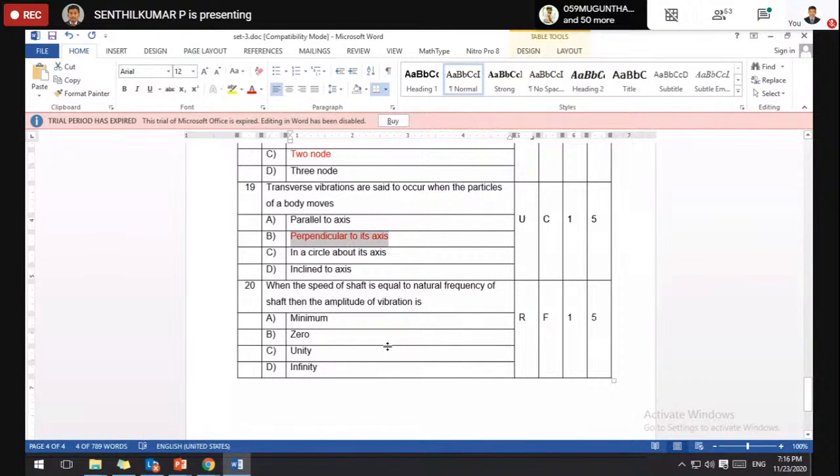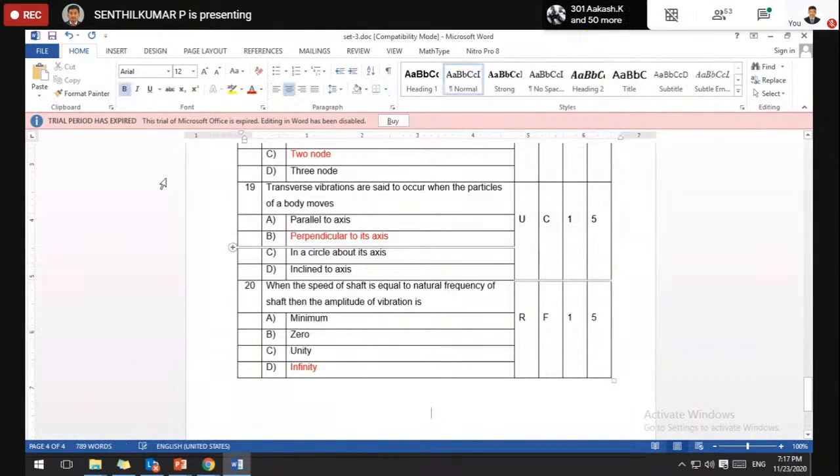When the speed of the shaft equals the natural frequency of the shaft, then the amplitude of vibration is, answer for the 20th question. It's the critical speed. So what happens? Abnormal. The entire shaft fails, which means infinite. So infinity is the answer for the 20th question.